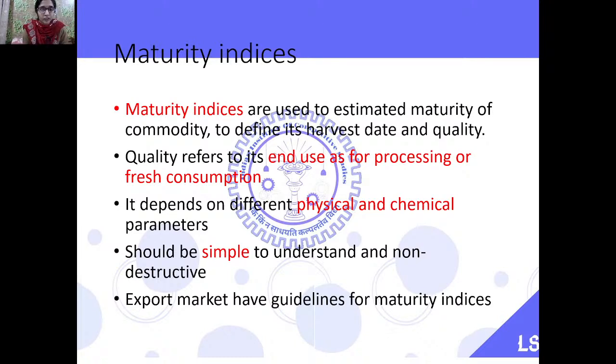Then it depends upon the different physical and chemical parameters also, like your TSS, etc. And your maturity indices should be very simple to understand, and they should be non-destructive. Means your fruit should not be destroyed in checking your maturity indices. It should be intact, wholesome, sound. Now for the export market, the regulations, the FSSAI, the Export Council, they have given the guidelines for the maturity indices for plucking the fruits and vegetables when you are exporting them.